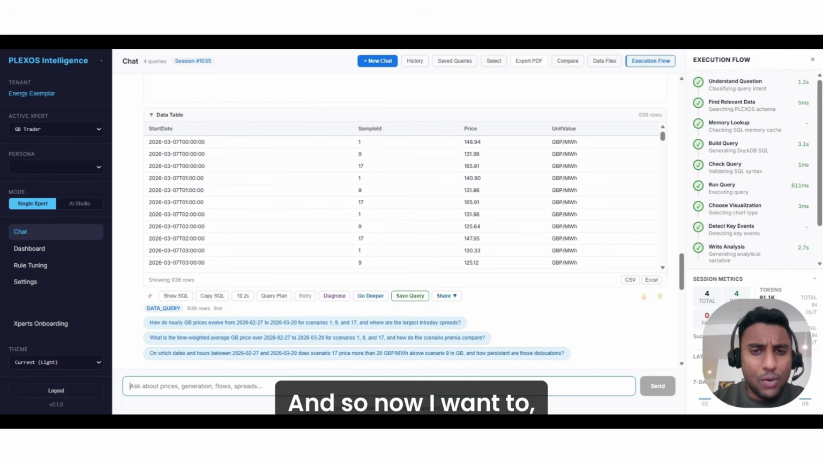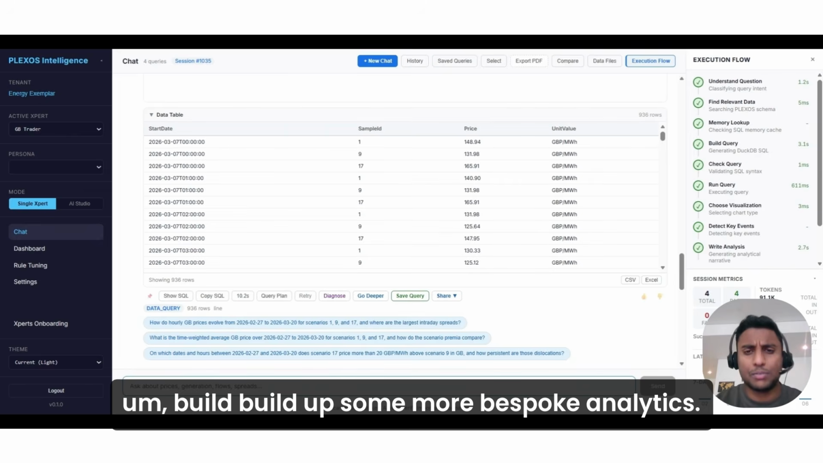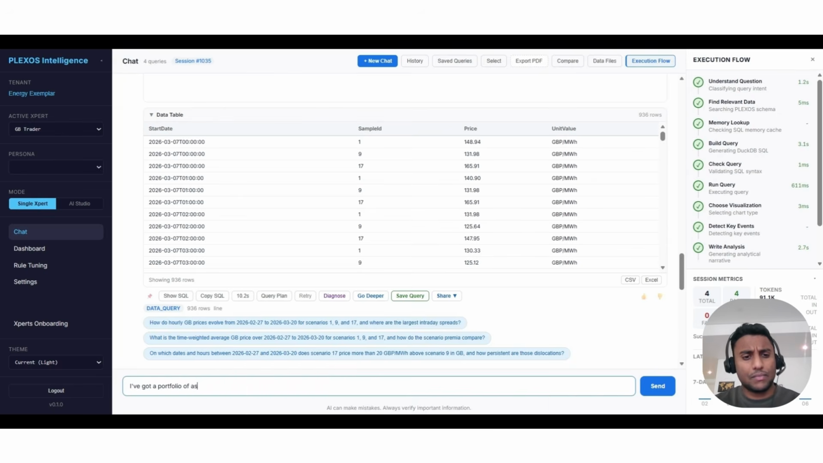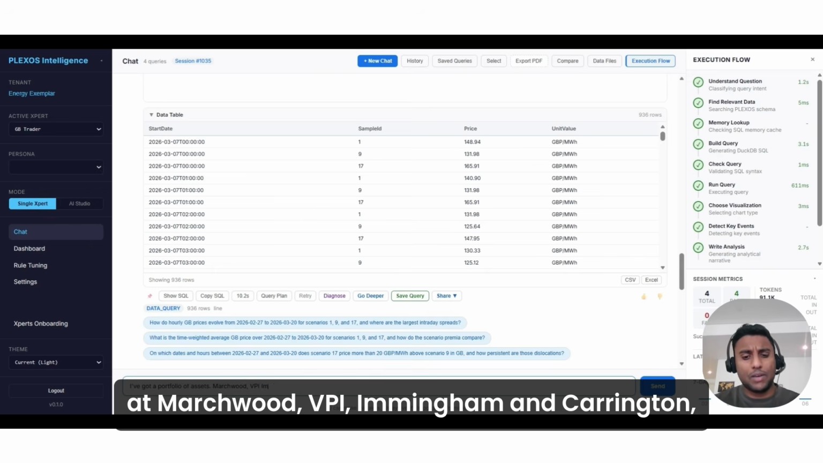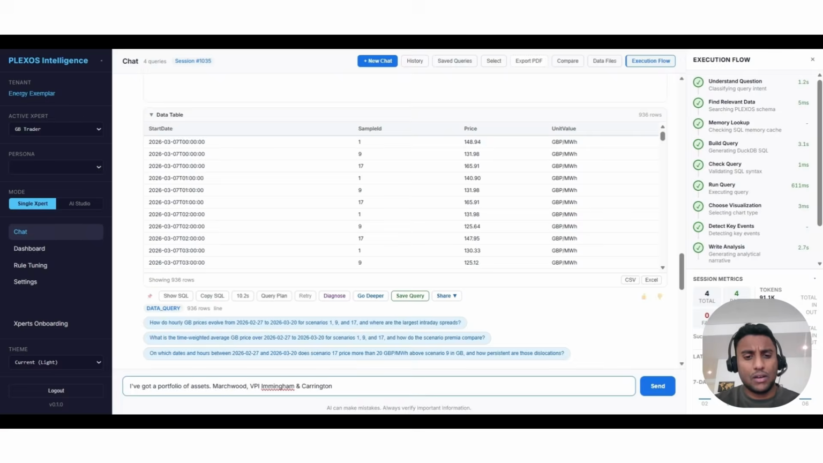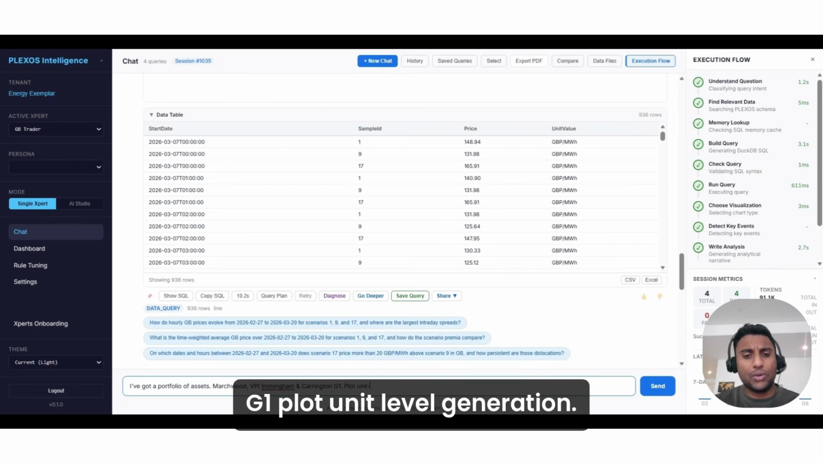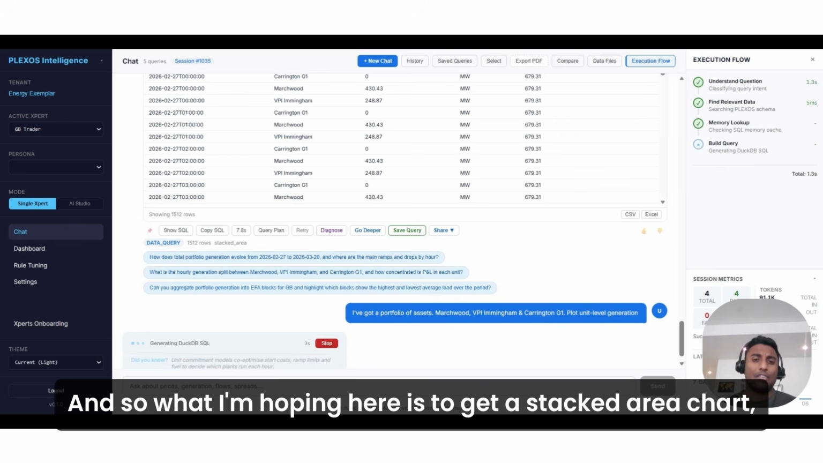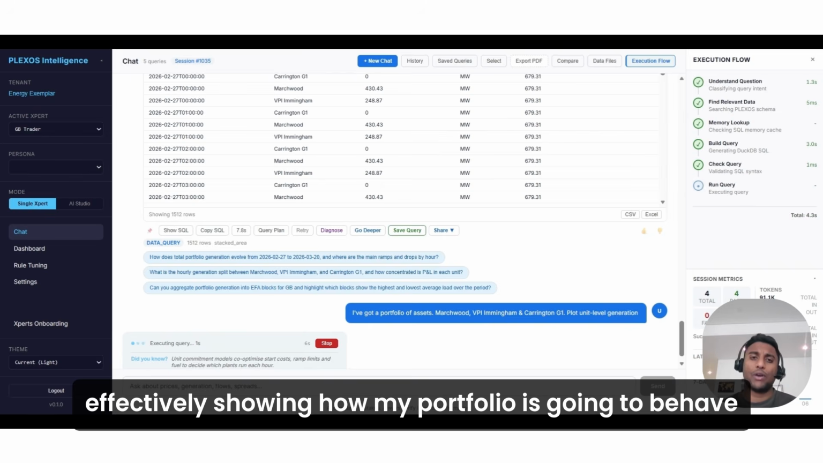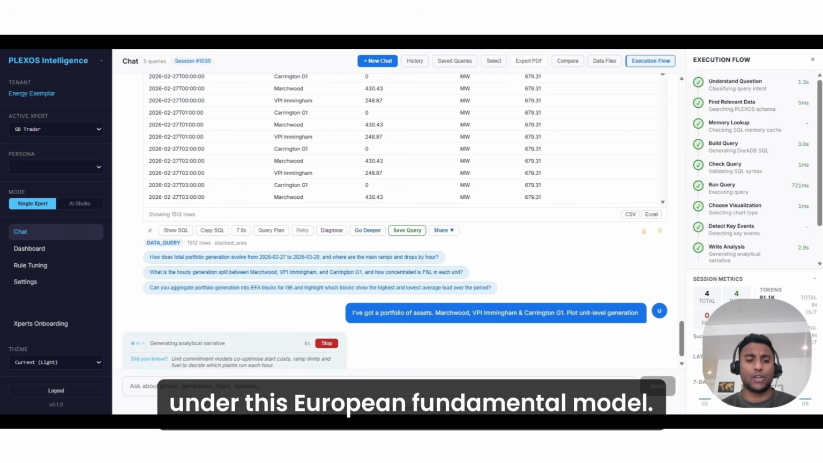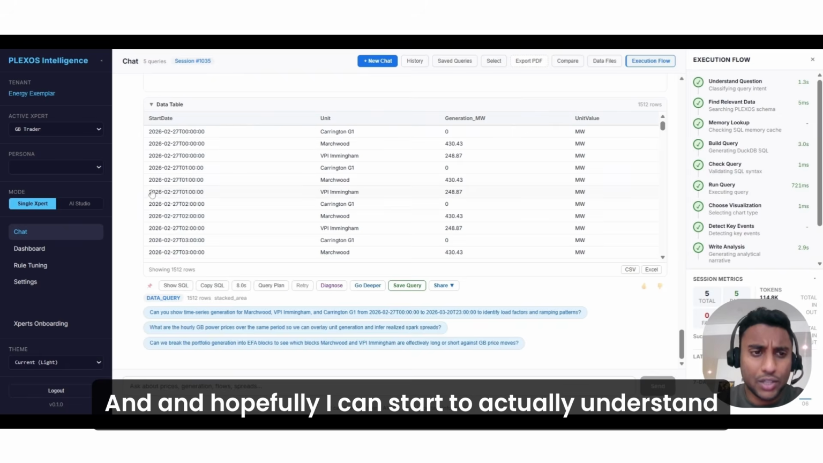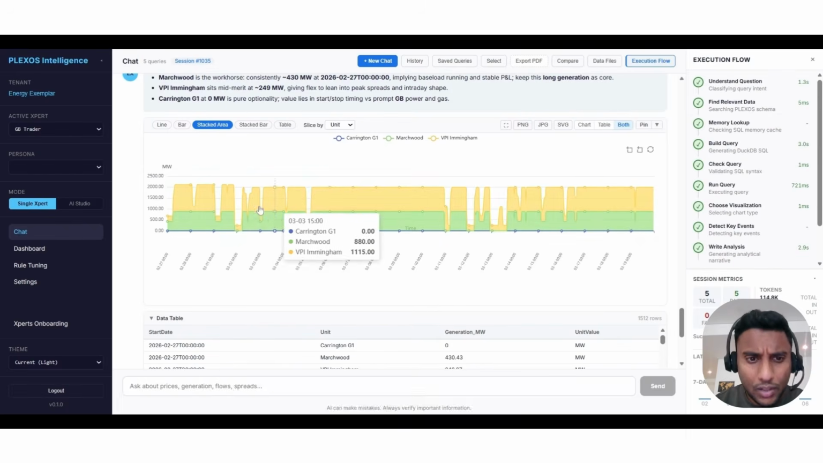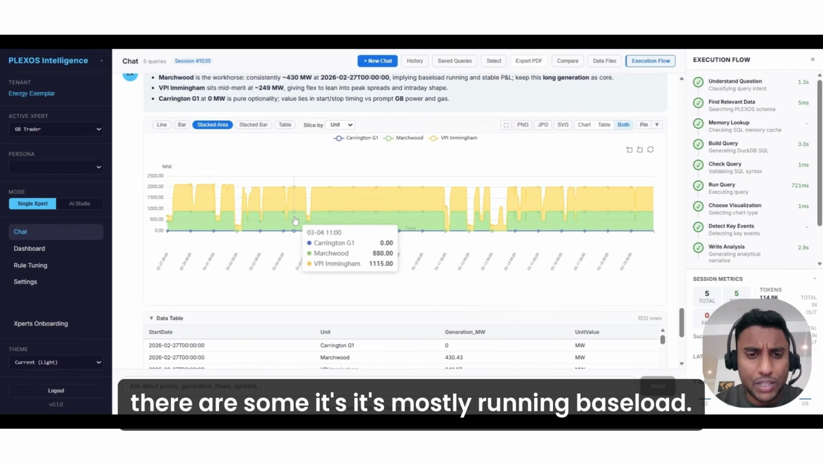And so now I want to build up some more bespoke analytics. So I've got a portfolio of assets: Marchwood, VPI Immingham, and Carrington G1. Plot unit level generation. And so what I'm hoping here is to get a stacked area chart, effectively showing how my portfolio is going to behave under this European fundamental model, and hopefully I can start to actually understand the revenue implications. And actually what you see here is it's mostly running baseload.